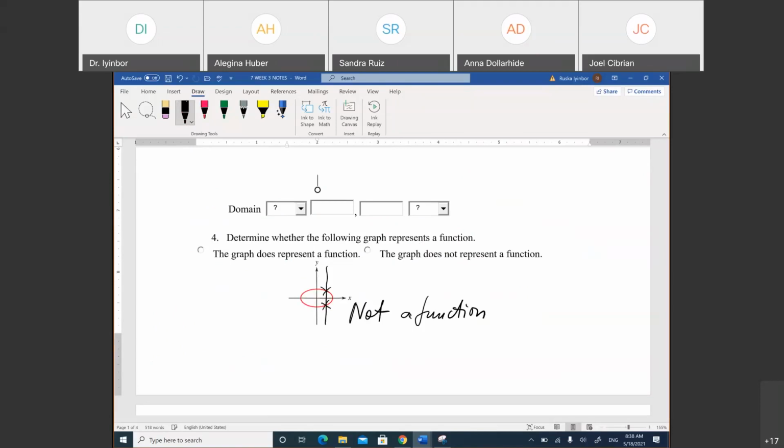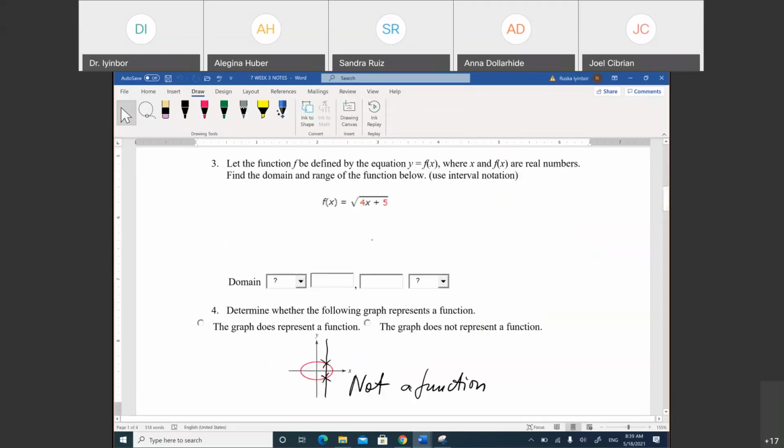Everybody understand that? And you're gonna pick this one. Okay? Any questions? So this is how you know if something is a function or not a function. Okay?